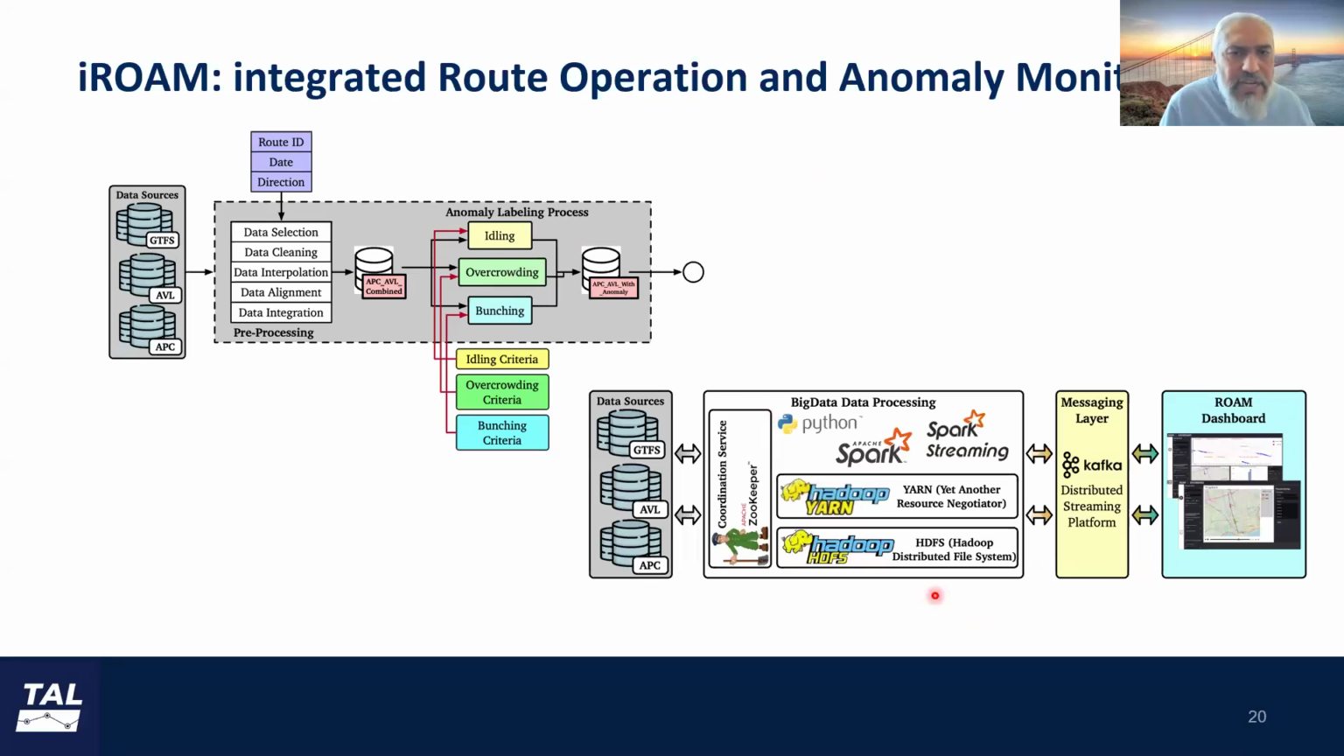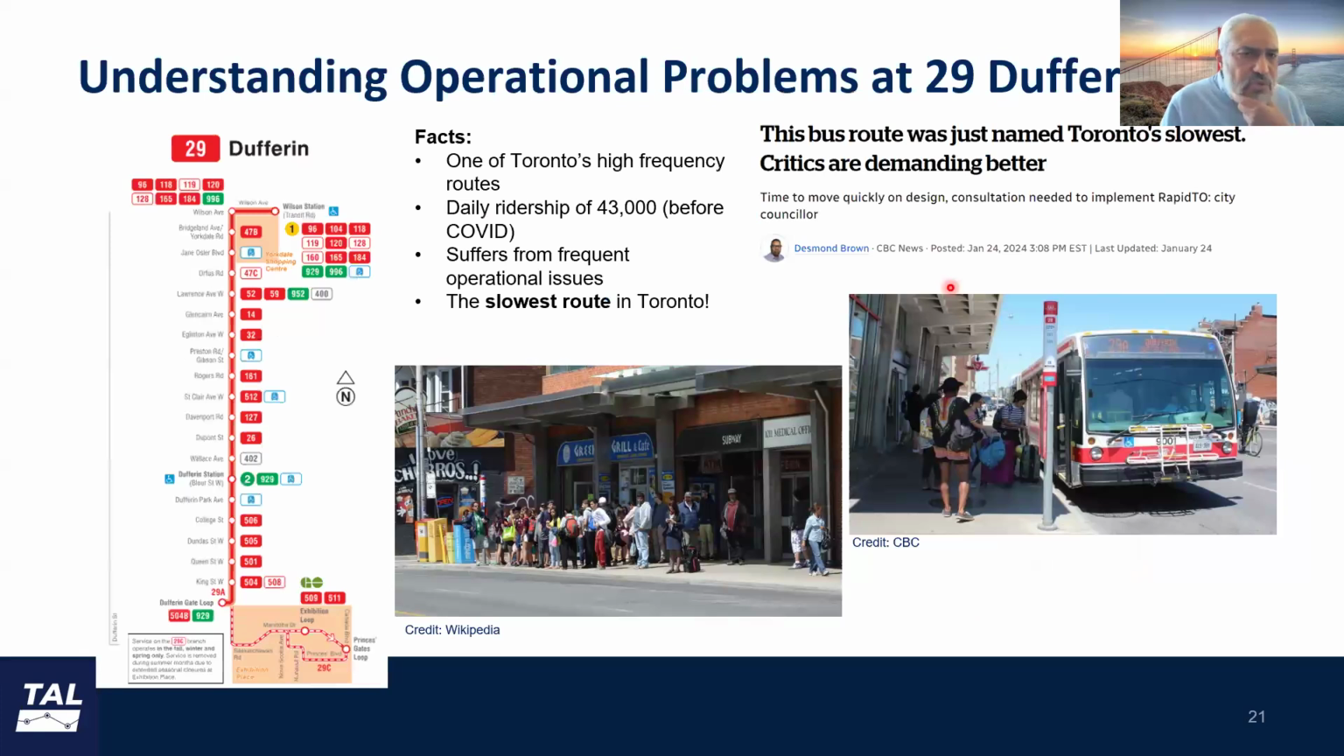So Jiahao developed this system here. Again, there are a lot of details that I will skip for now. Just to show you, we tested this on one of the most problematic routes in Toronto, called 29 Dufferin. It's one of Toronto's high frequency routes. As I mentioned, we have about 20 routes that have ridership of 30,000 riders per day or above, and this is one of them. It has about 43K before COVID. It suffers from all kinds of operational issues, bunching, overcrowding, and you name them. Recently, it was named the worst and the slowest route in Toronto, traveling on average at about 10 kilometers per hour during the peak period, and even off peak. So it's a pretty problematic route.